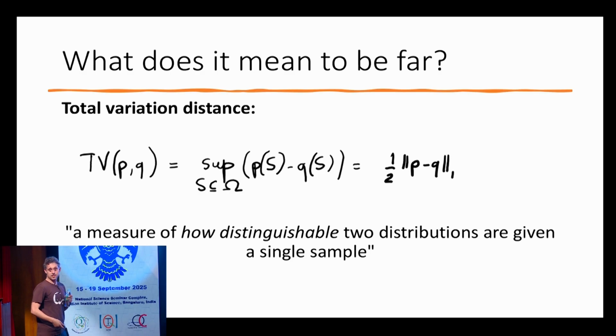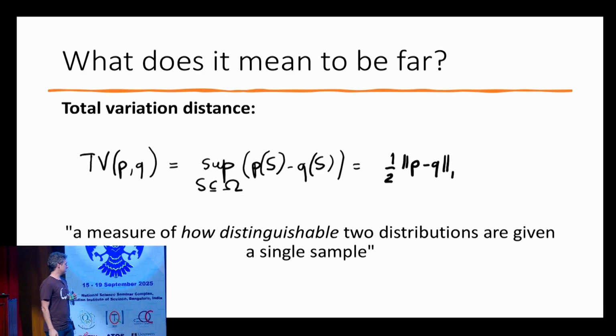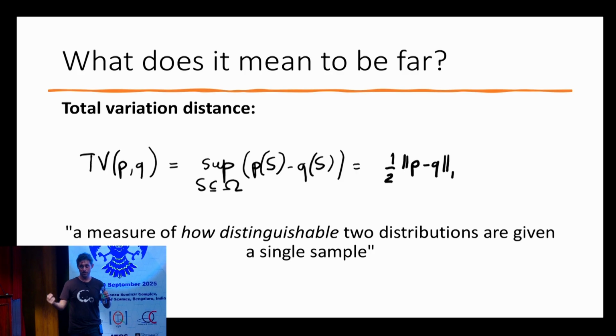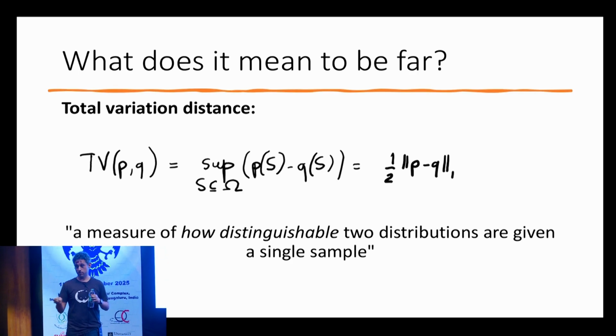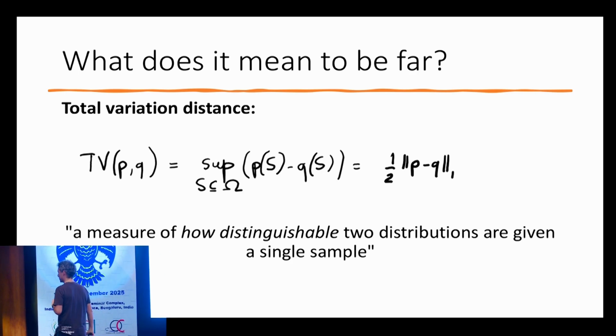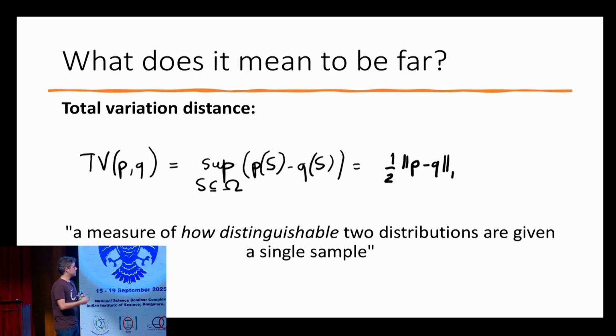Another nice thing is, why would you care about this? It quantifies exactly, it's a tight characterization of how distinguishable two distributions are given one observation. So you have two distributions, P and Q. You get one observation, and you have got to decide which one of the two it is. That advantage is captured by total variation distance.